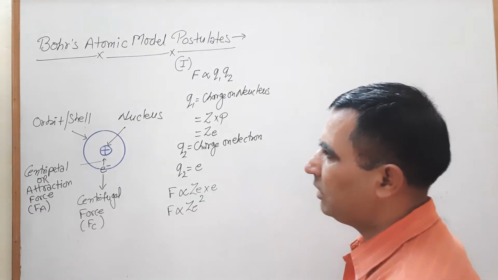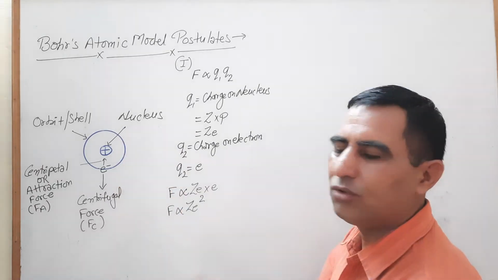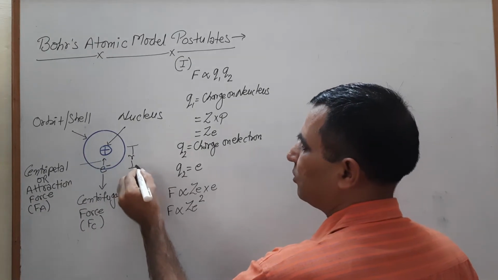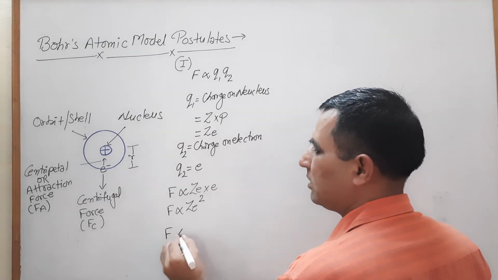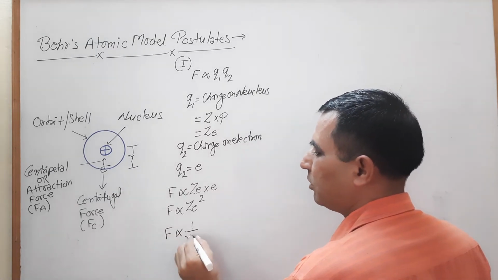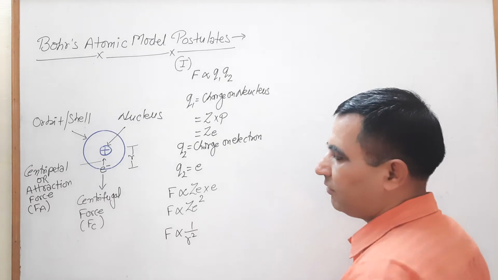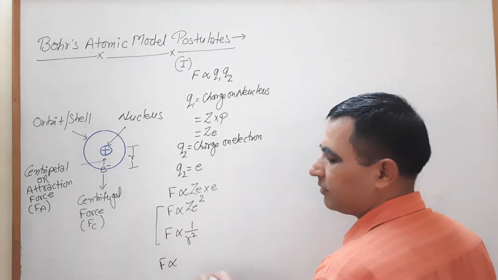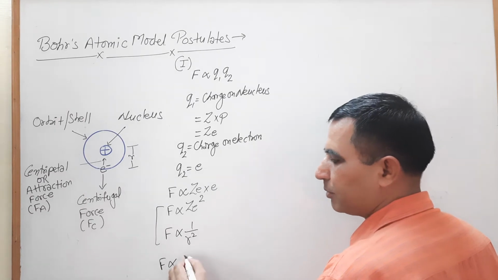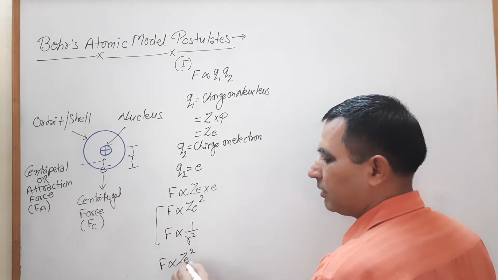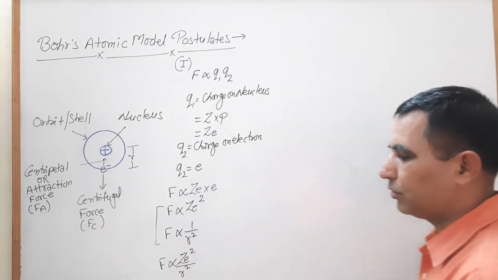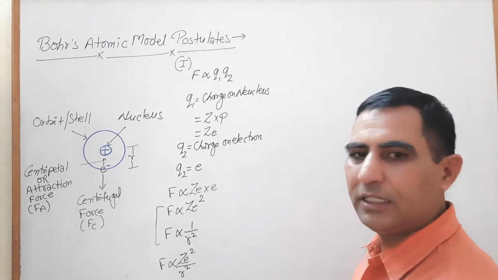Again, we know the distance between the nucleus and the electron; let that distance be R. The force of attraction is directly proportional to 1 upon R square. When we merge these two equations, we can write the final equation: F is directly proportional to ZE square by R square.